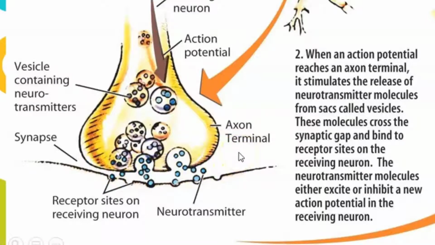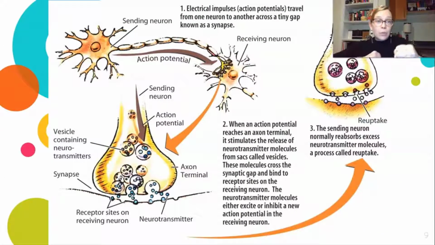And these molecules will cross the synapse, sometimes called the synaptic gap, and they will bind to the receptor sites on the receiving neuron. This is our postsynaptic neuron over here. The neurotransmitter molecules are either going to excite or inhibit a new action potential in the receiving neuron. Now, what do we mean by that? If you're excited, it means you're fired up, right? So it's either going to fire up another action potential, or if you inhibit, you're holding it back. It's going to hold back another action potential from happening.